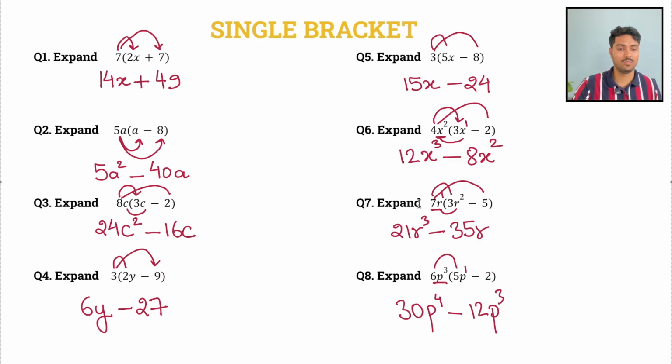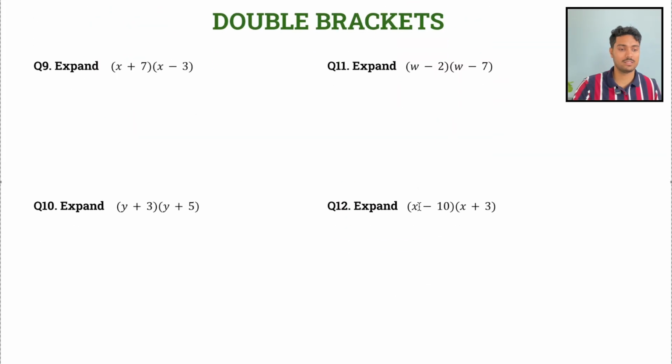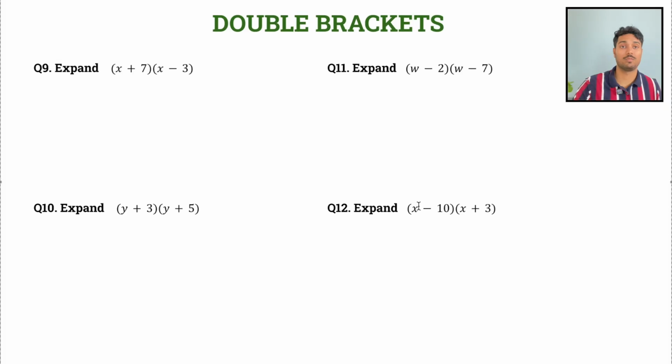Now let's move on to double brackets. I hope single bracket problems were easy to understand. Now we are going to start double brackets, and first we'll see how to approach double bracket problems. So let's check. We have binomial terms here, x plus 7 and x minus 3. First we have to multiply the first term with the first term, and then the first term with the second term as well.